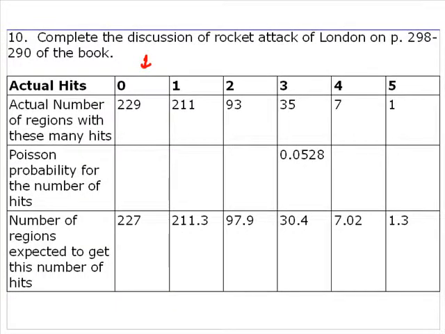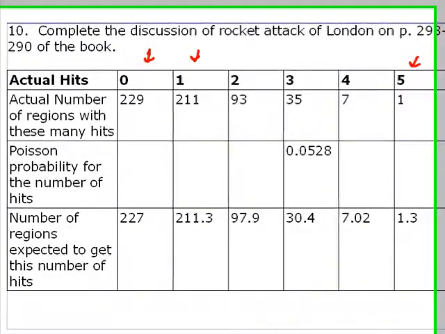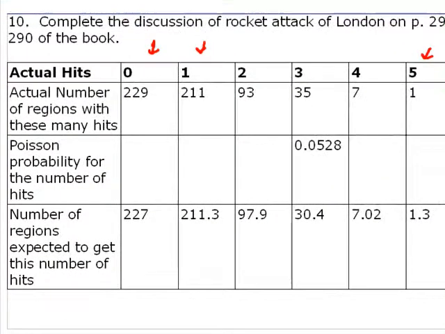211 of these regions got just 1 bomb landing in them, etc. One region got a total of 5 landing in them. So the idea is to solve the problem like it's a Poisson probability distribution. I'll show you how to do that, and then figure out the probabilities for 0, 1, 2, 3, or 5 hits, and multiply them by the total number of regions.